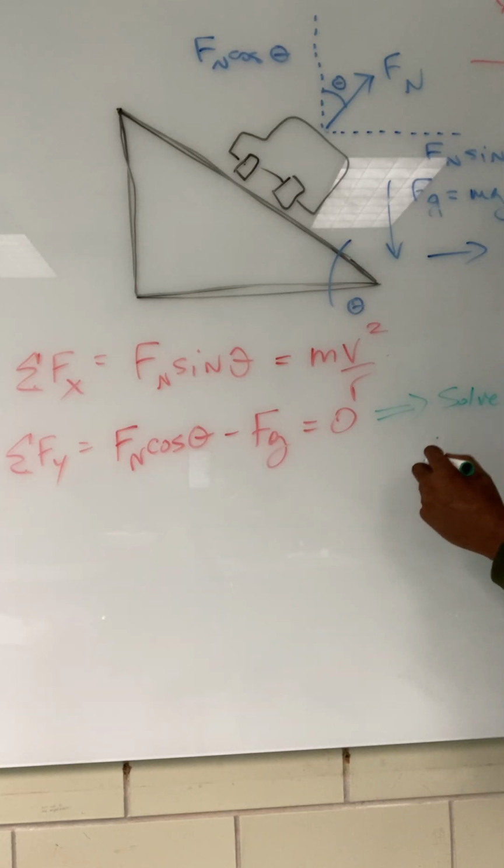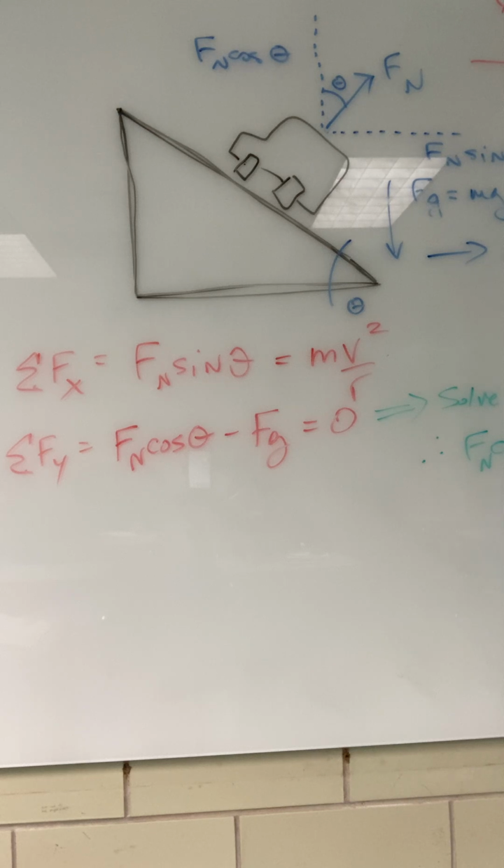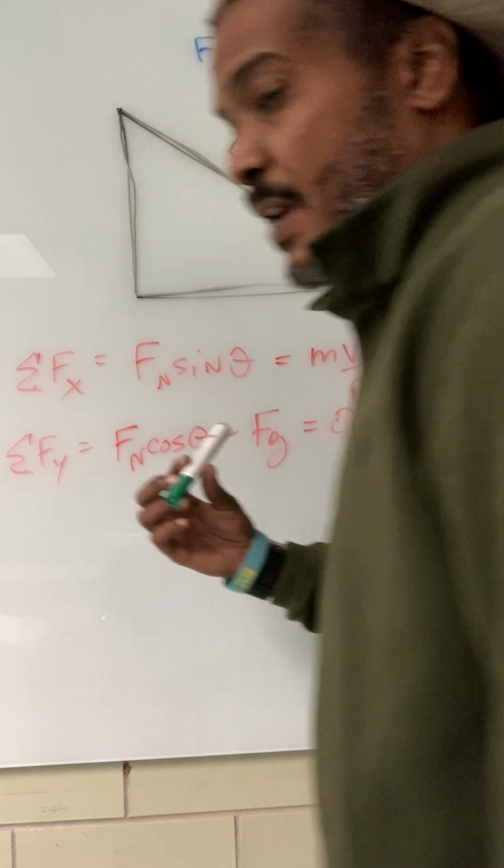Therefore, f of n cosine theta is equal to f of g. And we know f of g is equal to mg. So then f of n cosine theta equals mg. And so we just divide both sides by cosine theta, and we get f of n equals mg divided by cosine theta. Now that's for f of n, right?